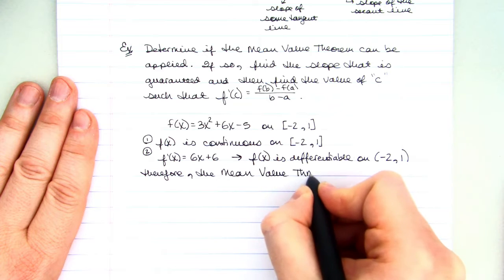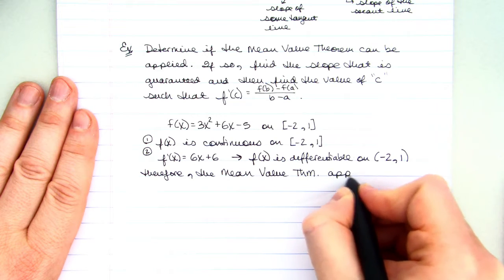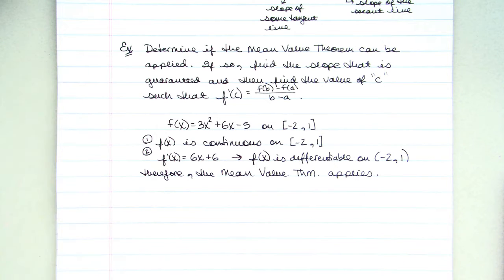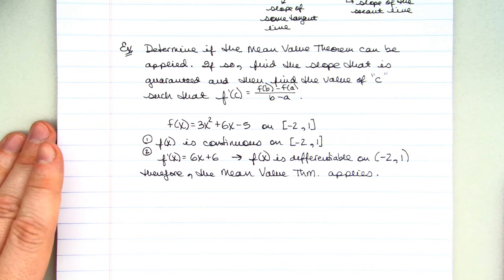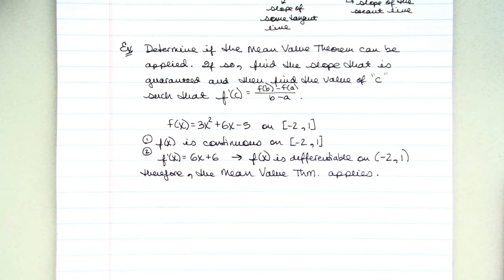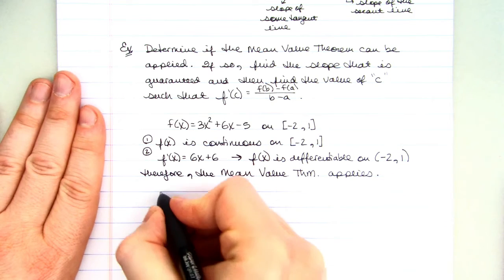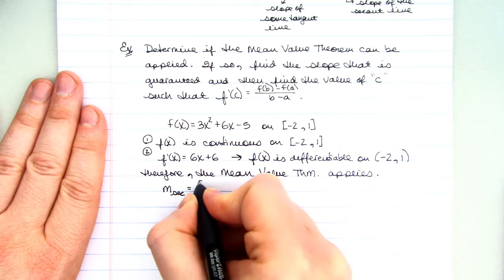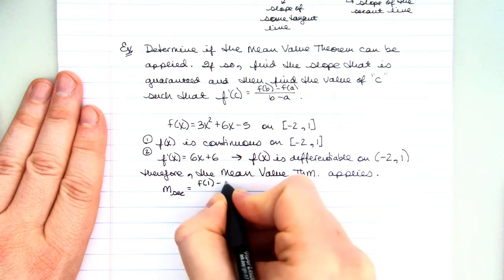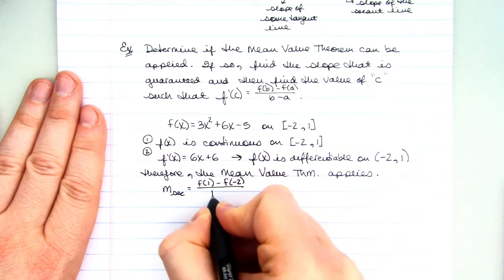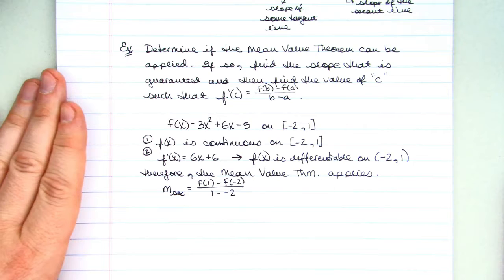The mean value theorem applies. Which means that the slope of the secant line will have to equal the slope of some tangent line. Let's figure out that slope that's guaranteed. The slope of my secant line is going to equal f of 1 minus f of -2 over 1 minus -2.